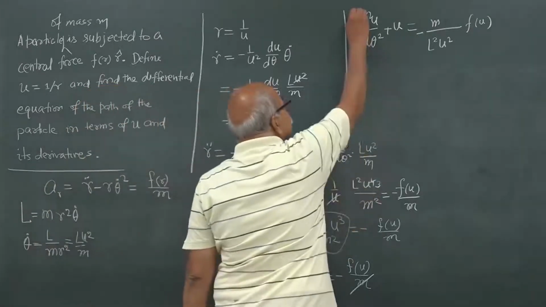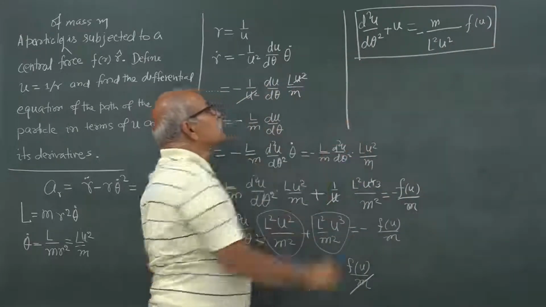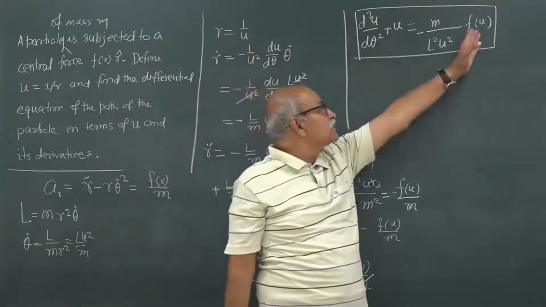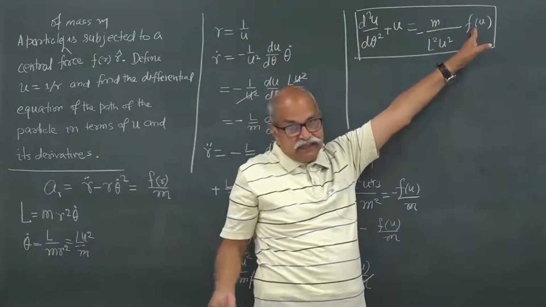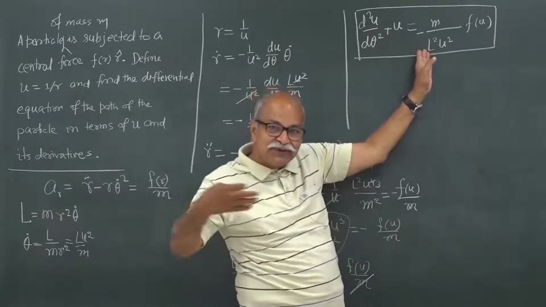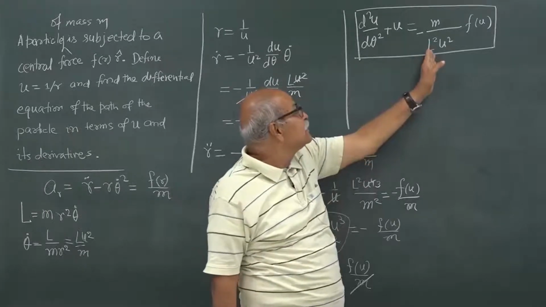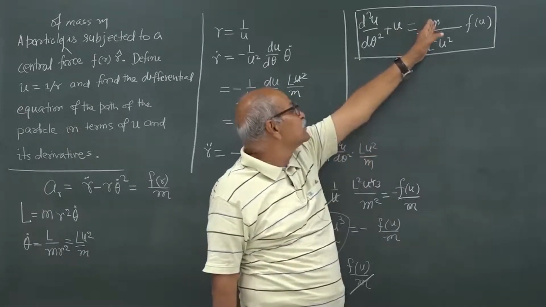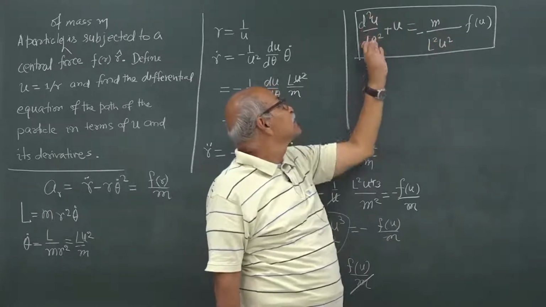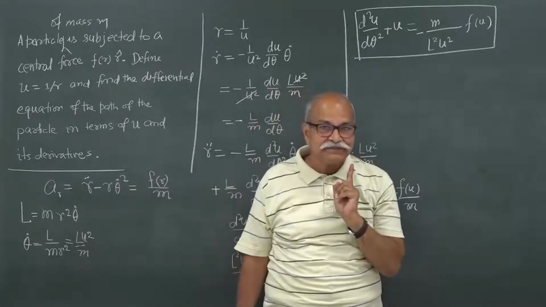So, this is the differential equation. This is that differential equation which we are looking for. The functional form of the force, whatever is given, is here. L is a constant of motion for the entire path, the entire motion. So, it is here, the mass of the particle is known, and then you have u square and the derivative of u. So, this is that differential equation.